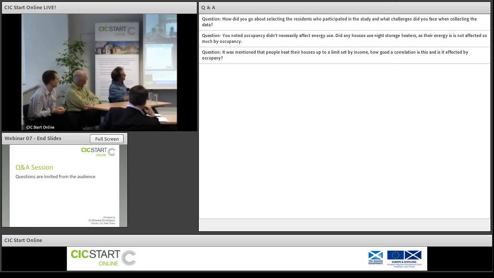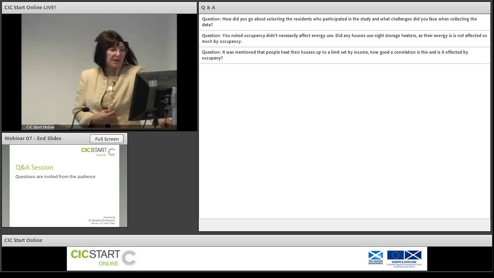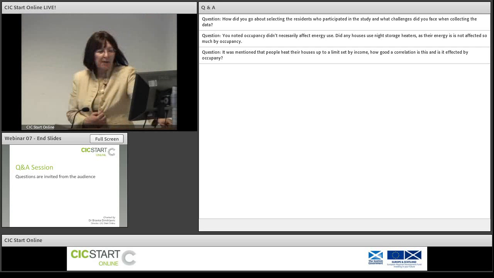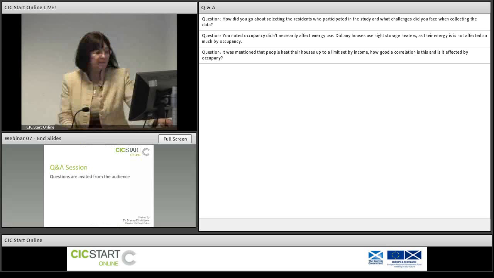Okay, quite a lot of questions. Let's try to answer. For example, from Nick Taylor: It was mentioned that people heat their houses up to a limit set by income. How good a correlation is this, and is it affected by occupancy?